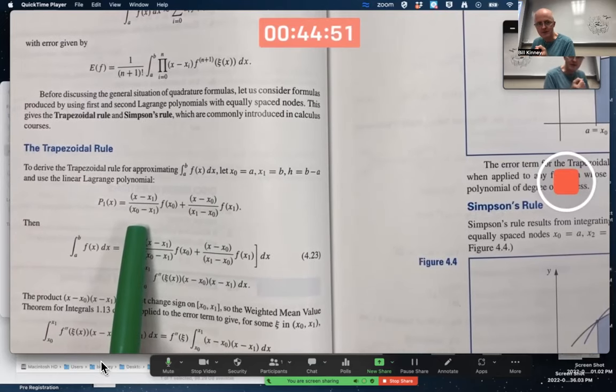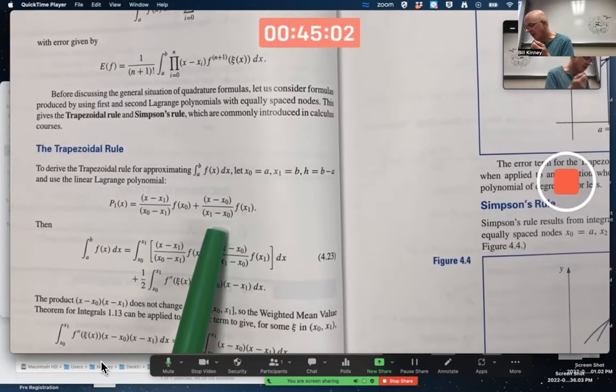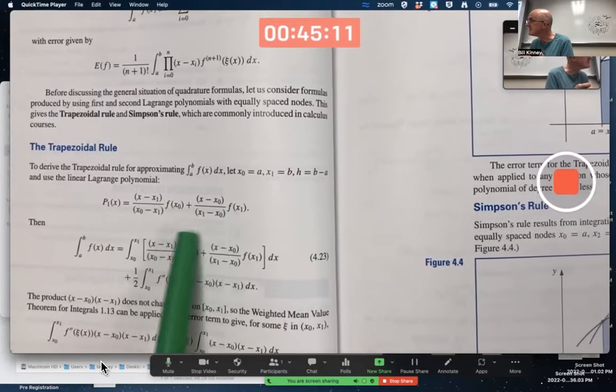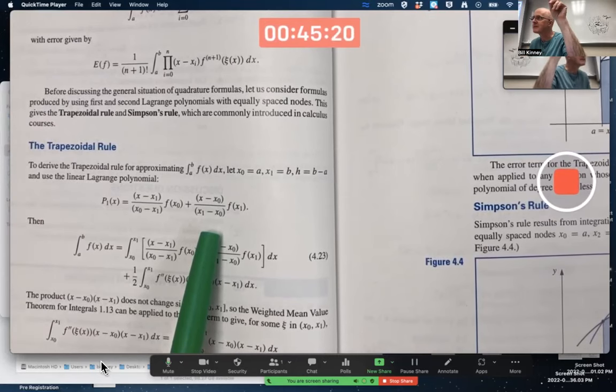Notice this term equals 0 when x equals x1, and f of x0 when x equals x0. And this term equals 0 when x equals x0, and f of x1 when x equals x1. It's a linear function. We're using a straight line between the endpoints on the graph to try to approximate the area of the curve. We're using a trapezoid.